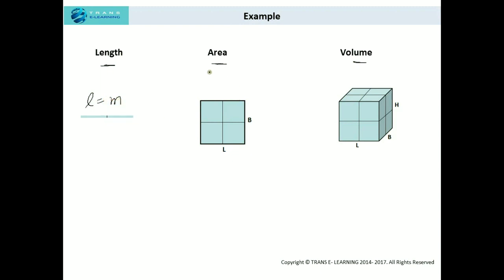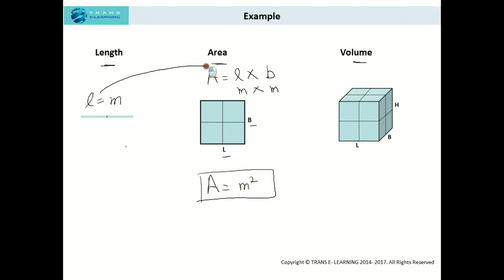Now if I want to find the area, it is nothing but length into breadth, as you can see here. So the unit of length is meter, and the unit of breadth will also be meter. So the unit for the area will be meter square. As you can see here, this area is dependent on this fundamental quantity, which is length, and the units of area are dependent on the fundamental unit, which is meter.